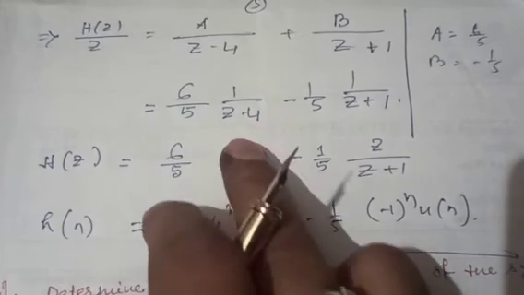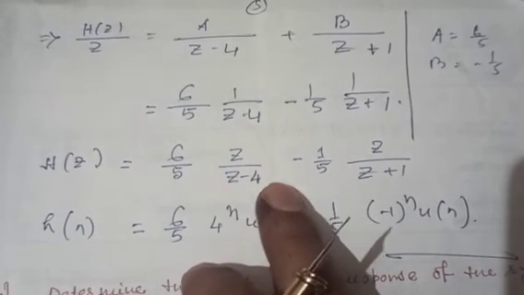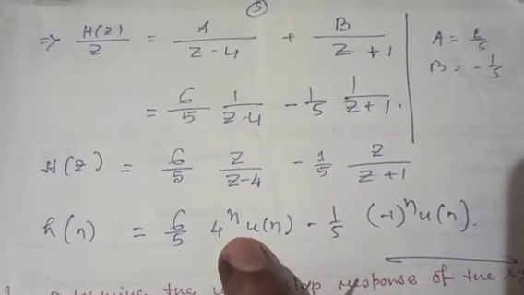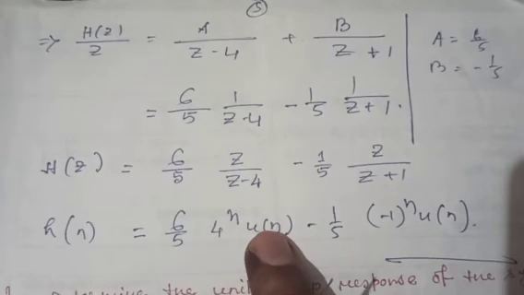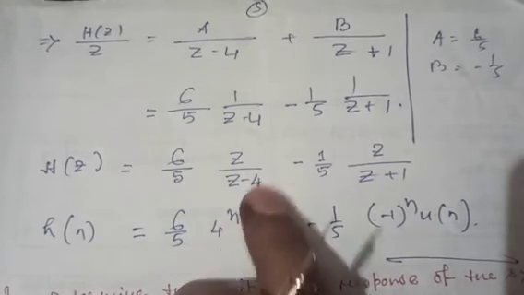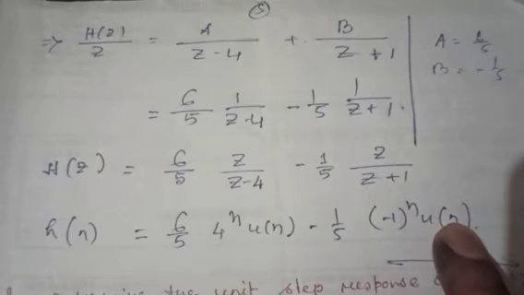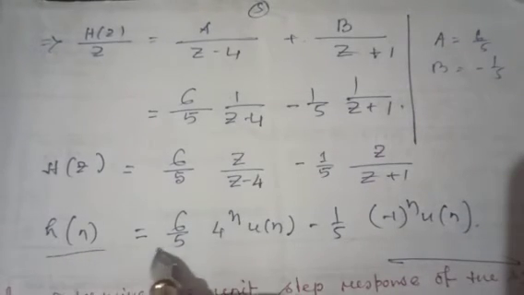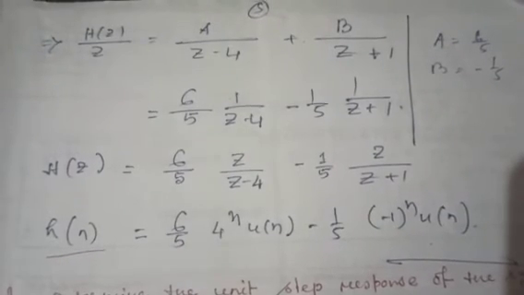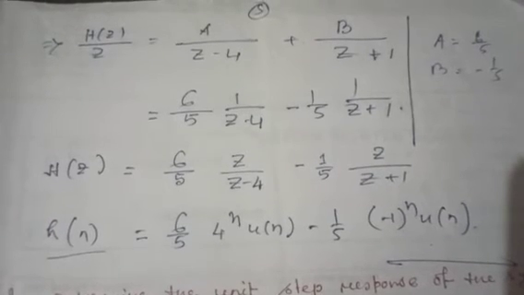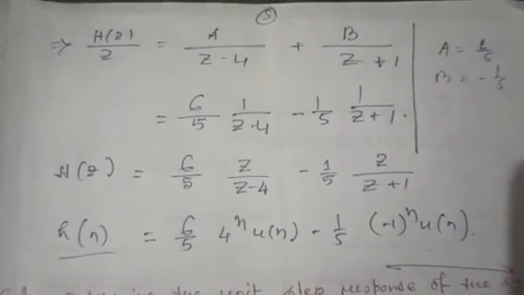So it is nothing but 1 by 1 minus 4z inverse, whose inverse, as we all know, is 4 to the power n u of n. It is something like a to the power n u of n, whose Z transform is 1 by 1 minus a z inverse, where here a is 4. Similarly, since it is plus, it will be minus 1 to the power n u of n. So this is the solution. You see how easily we can calculate this using Z transform.